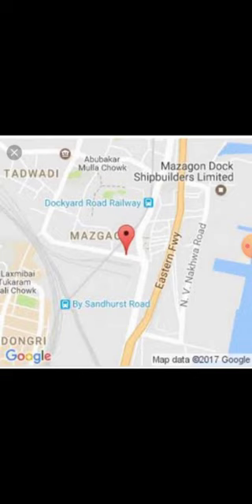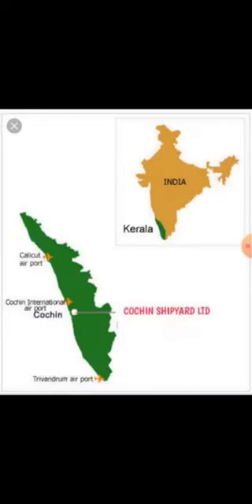Then the fourth one is Kochi Shipyard. It is in Kochi. Did you see the map, students? The first and fourth ones are very, very important, often asked questions. That is Hindustan Shipyard in Visakhapatnam and Kochi Shipyard in Kochi.